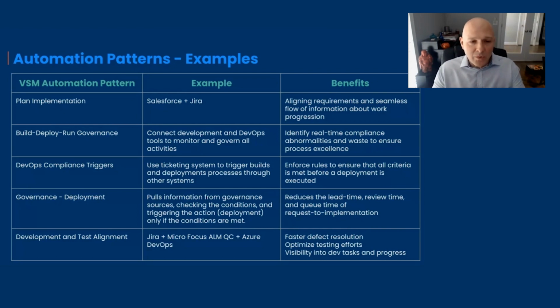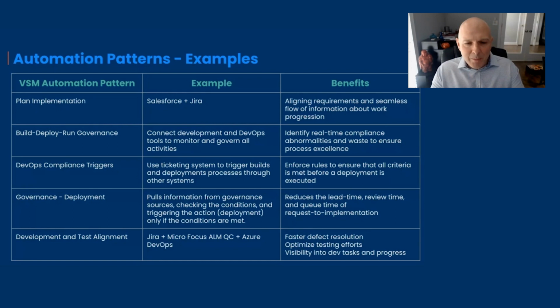Other patterns that we'll talk about today, the DevOps compliance triggers. This would be a pattern where you're looking to execute a build. But before you execute that build, before you actually trigger it, you want to understand what some of the criteria are and have they actually been met? Have all the defects been solved? Have all the scans been executed? For the scans that have been executed, have there been any vulnerabilities detected, et cetera?